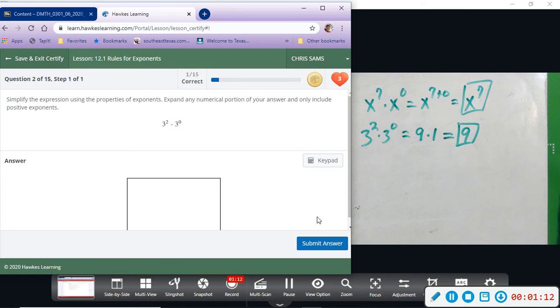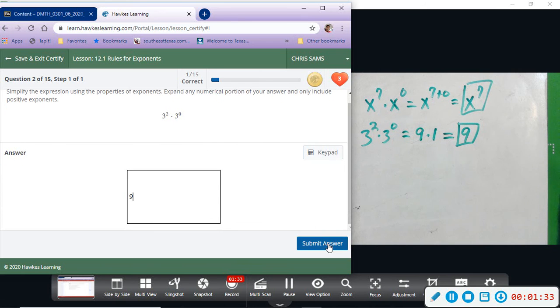It says simplify using properties of exponents, expand any numeral portion of your answer. So any numerical number that we have, we're going to actually evaluate it out. So this is going to be 9. If you write 3 squared, I don't think it's going to be correct.